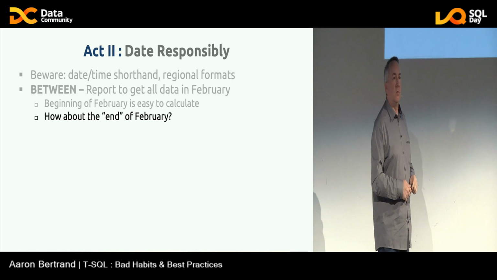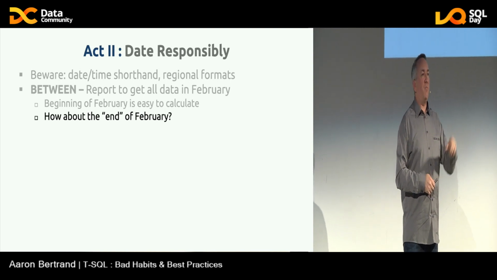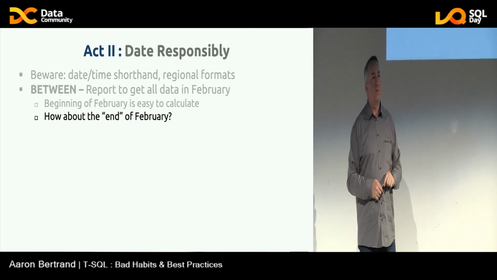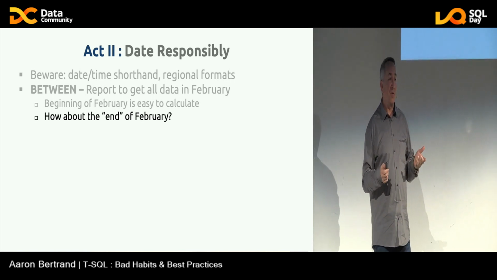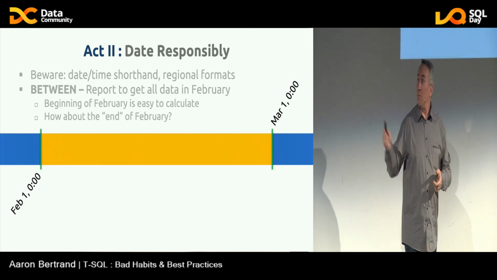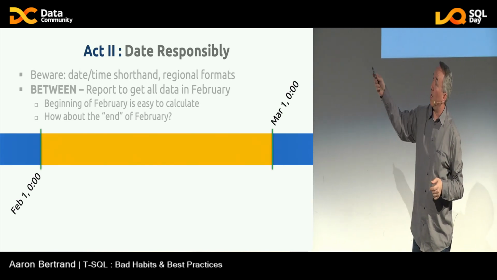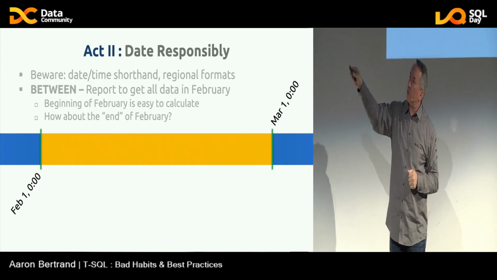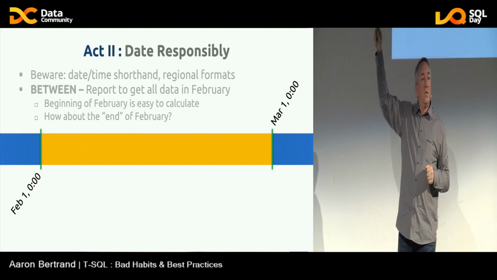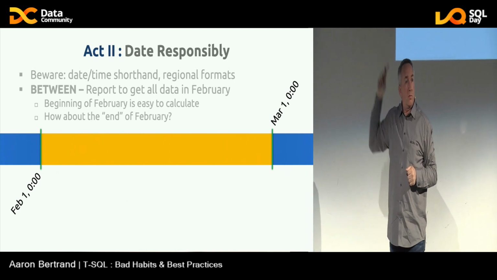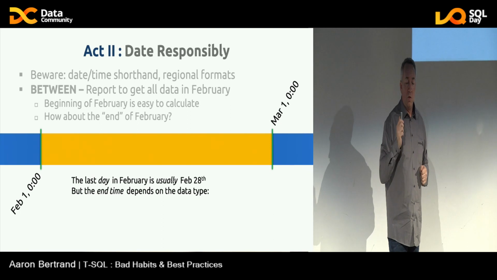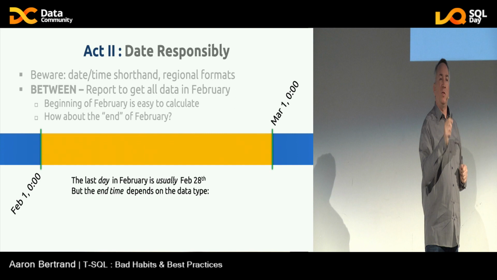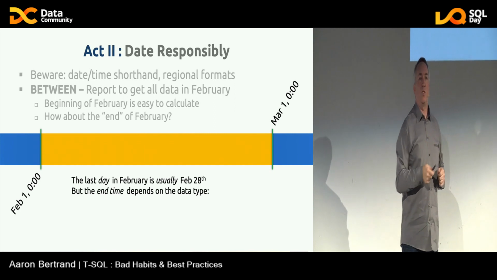What's the end of February? I bet I would get 10 different answers for what the end of February is, right? What does it depend on? It depends on a couple of things. So let's say we have this example here. We've got a timeline, right? Just think about a visual timeline of the calendar. And you start at February 1st, and the next month is March 1st. Right? So the last day of February is usually February 28th, but not always, because we have leap years. So that makes it fun to calculate between.